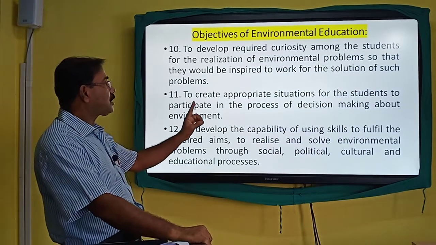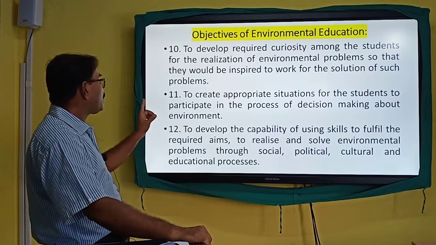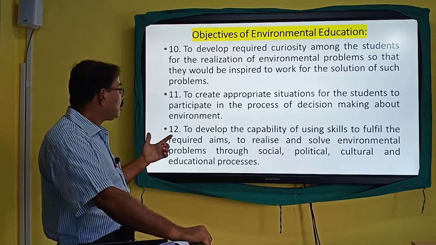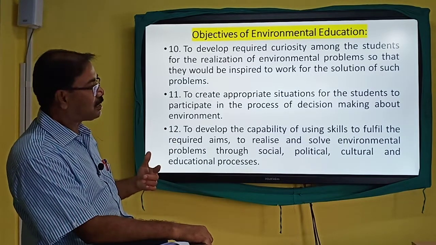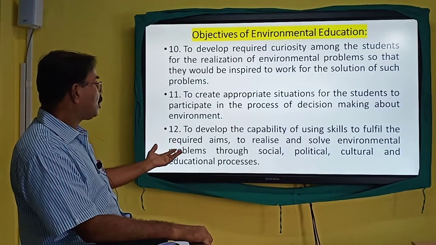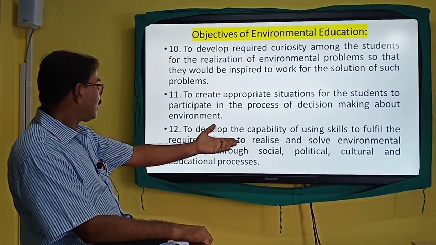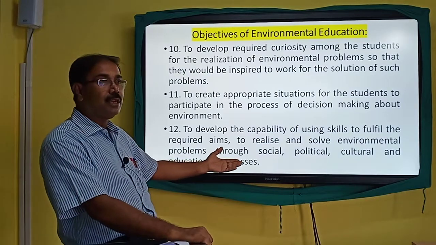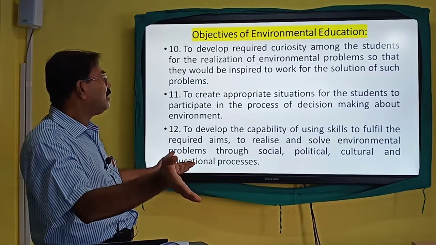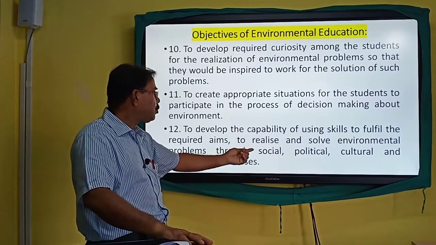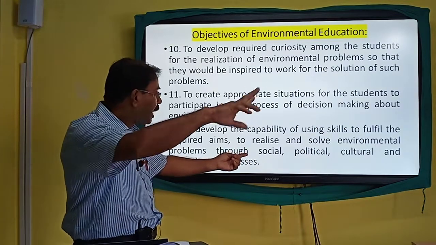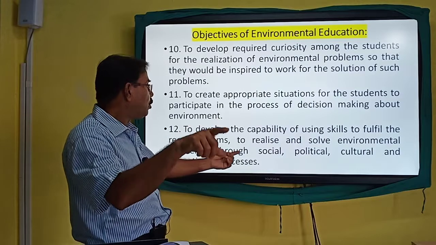Next, to create appropriate situations for the students to participate in the process of decision making about the environment. Next, to develop the capability of using skills to fulfill the required aims to realize and solve environmental problems through social, political, cultural and educational processes. Not with the help of only one process can we correct the mistakes. The society is to be conscious, and you people are to carry the knowledge. You are to spread the knowledge among the people of your own society.